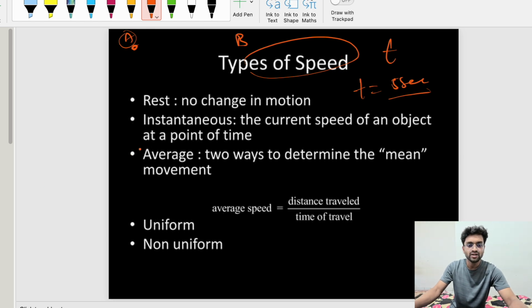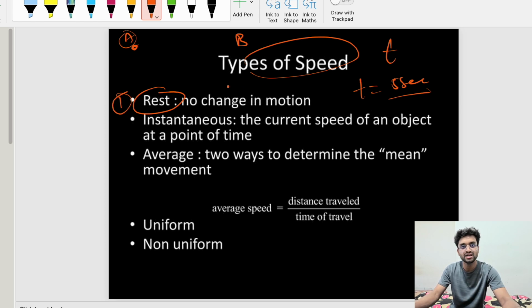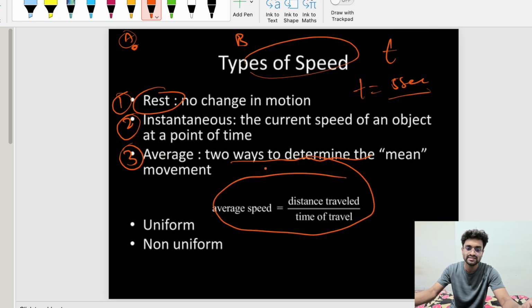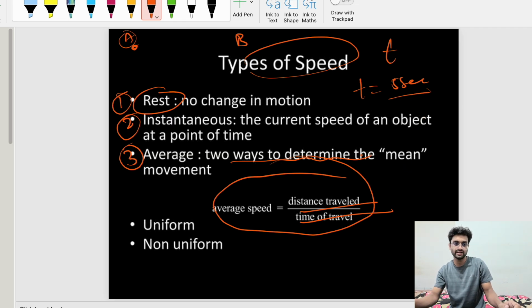So the first one is the rest condition, or no change in motion, where the object doesn't have motion. Second, we have instantaneous speed, meaning at time t it must have a speed. And the third one is average speed. Average speed is simply the total distance traveled divided by the total time taken. Basically it's a kind of mean speed.